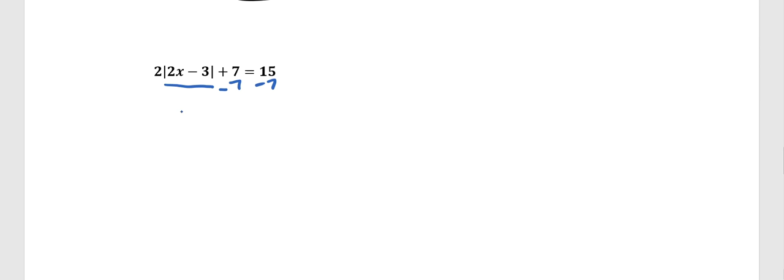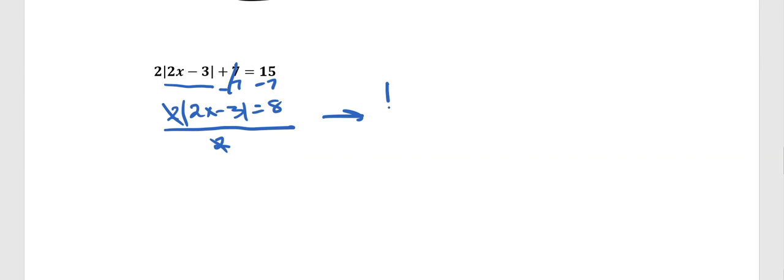So subtract 7. 2 times the absolute value of 2x minus 3 is equal to 8. Again, think of this as if it's a variable. So the next thing I need to do to isolate it is to get rid of this 2 right here. If I divide by 2, I'm dividing everything by 2. This cancels, and 8 divided by 2 is 4. So the absolute value of 2x minus 3 is equal to 4. I am isolated. I'm happy. That's all alone.